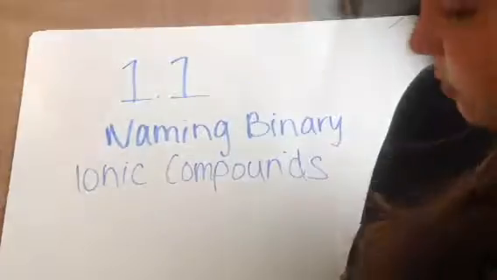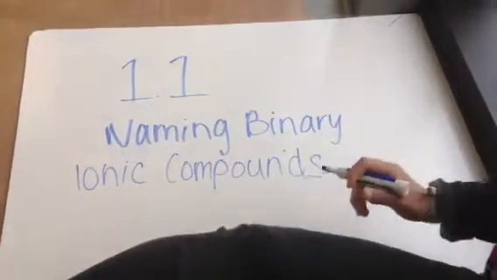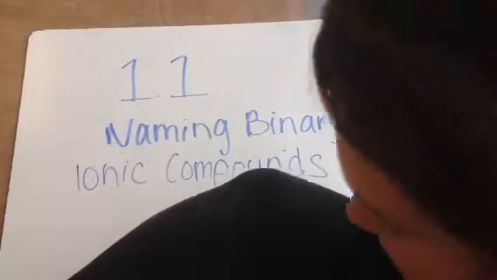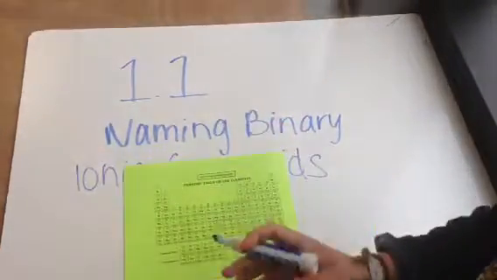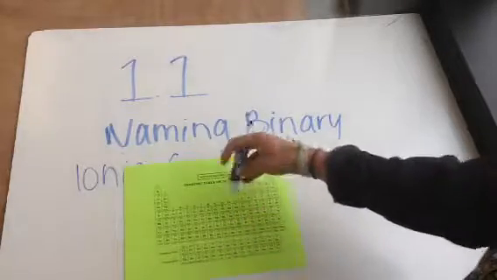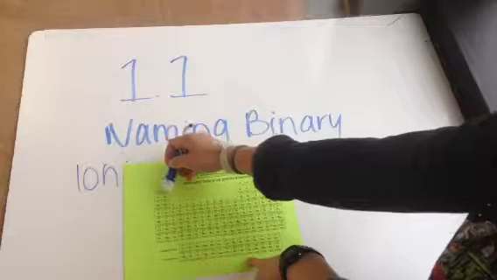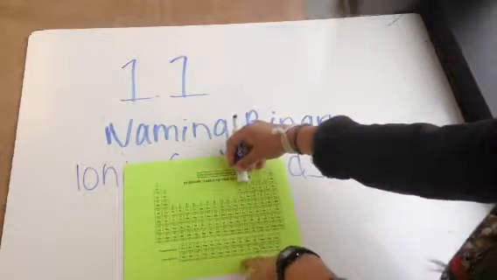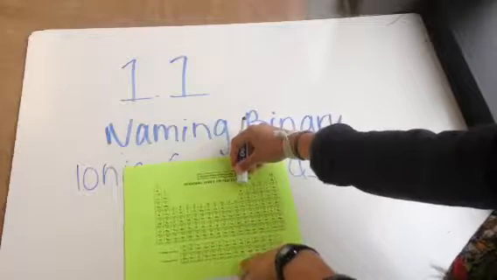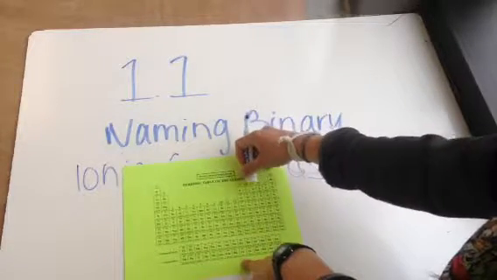This is 1.1, naming binary ionic compounds. The first thing you should know about is cations and anions. Cations have positive charges. That's going to be your first 2, 3, and sometimes 4 groups on the periodic table. And anions have negative charges. That's groups 18, 17, 16, and 15.